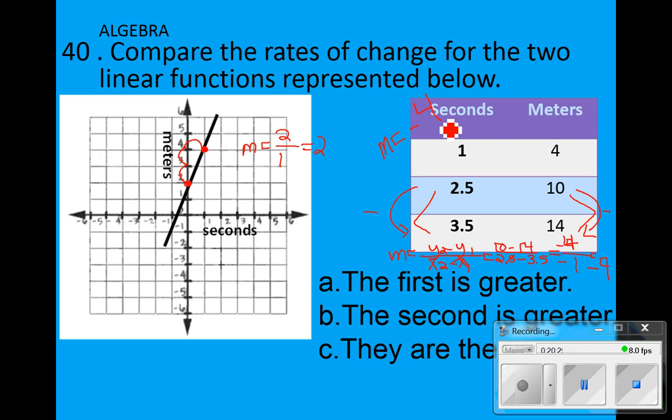Now I just have to see which one is steeper and growing at a faster rate. It doesn't matter if one is growing in the positive direction or the negative direction. It just matters how steep it is. So the m equals negative 4 is actually going to be steeper. So your answer choice is B. The second is greater.